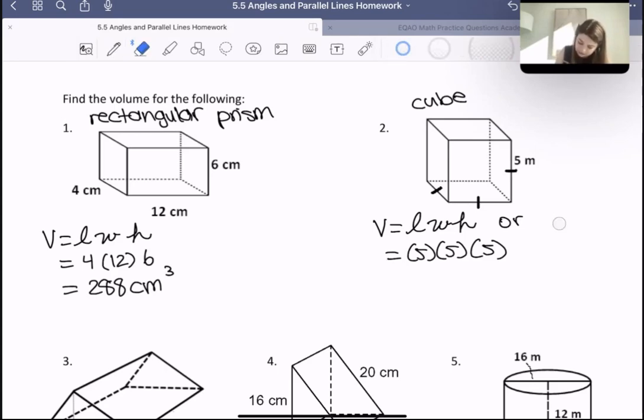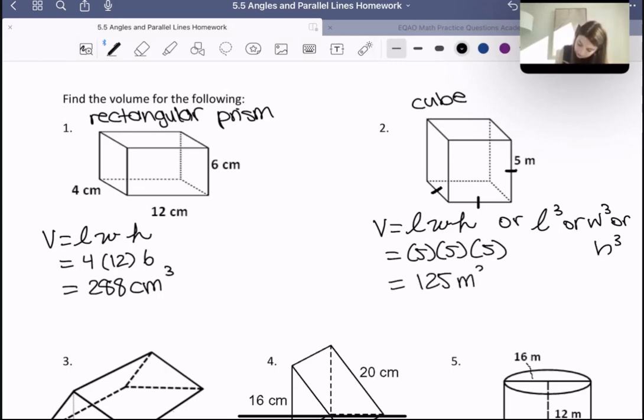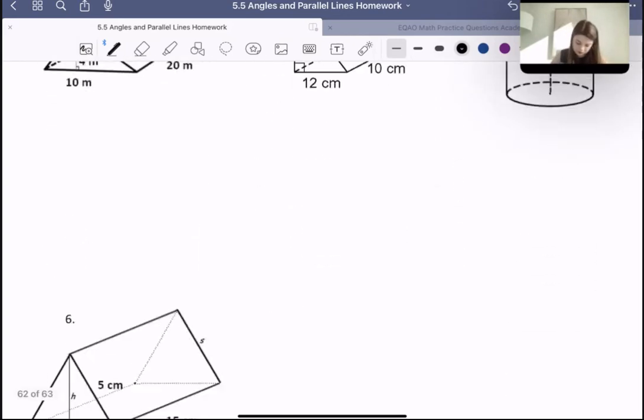Or we could just say length cubed or width cubed or height cubed. Any of these is correct for a cube. So we're going to get 5 cubed, which is 125 cubic meters. Very good. All right, let's move on to number 3.